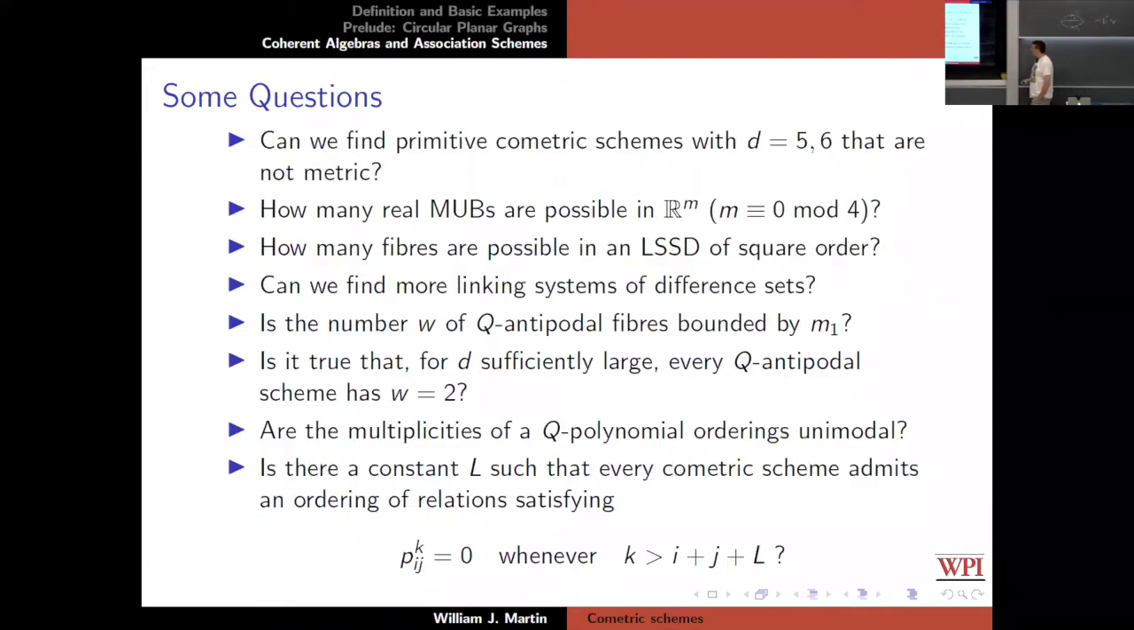We talked about these Q-antipodal, Q-bipartite 4-class schemes. We know that the dimension has to be 0 mod 4, just as in Akihiro's talk this morning, because you have to have a Hadamard matrix in order to build these things. And there are many dimensions where we don't know the maximum number of real MUBs. It's similar to finding the maximum number of orthogonal Latin squares. I'm not going to say the problems are equivalent, but mutually orthogonal Latin squares can give you MUBs. This is a result of Brian Kodalin, but it's not clear what the upper bound is.